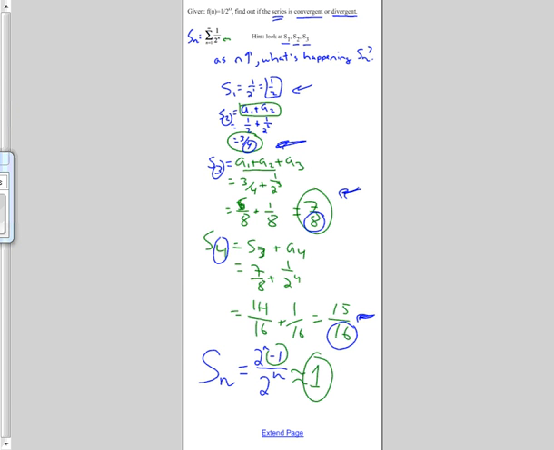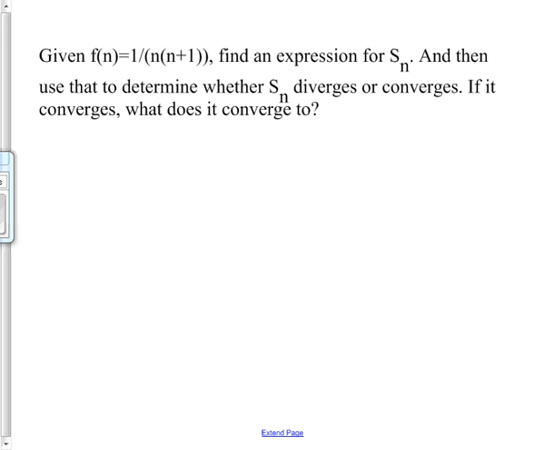So that's the next step: taking a series, writing out the first couple values of n, identifying a pattern, and then trying to take S sub n and write an expression for it to see whether or not the series converges or diverges. So let's do that again for a different sequence. We've got f of n equals 1 over n times n plus 1. It says find an expression for S sub n, and then use that expression to see whether it diverges or converges.